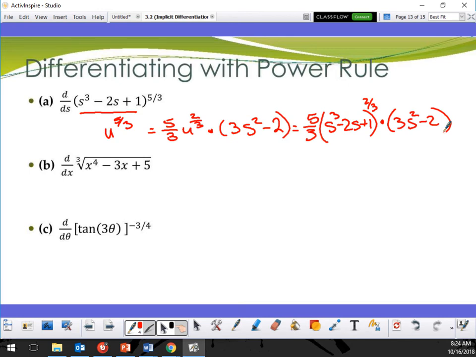Okay, so let's take a look at this piece right here. All that on the inside, I would consider that u. So it's going to be u to the what? What would be my power for that one? Not 3 over 2, 2 over 3. Actually, 1 over 3. Because the top number is the power and the bottom number is a root.